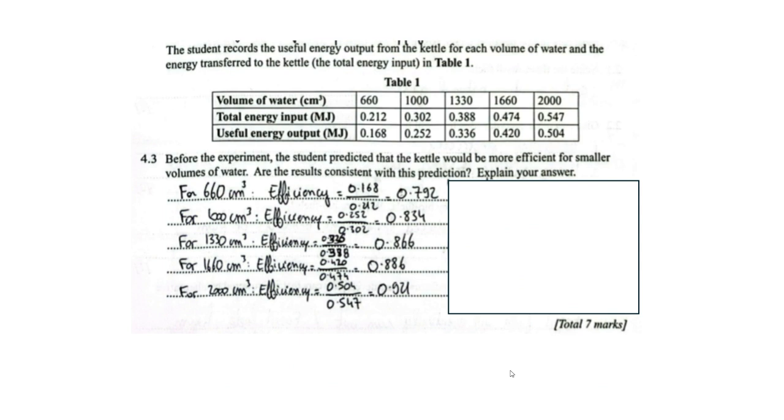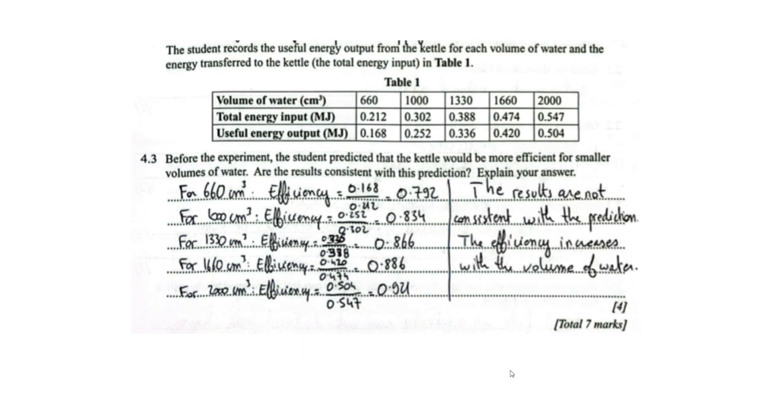And you see that the higher the volume of water, the higher the efficiency, which is against the prediction of the students. So the results are not consistent with the prediction of the students. The efficiency increases with the volume of water. Okay, the more water you use, the more efficient the kettle is.